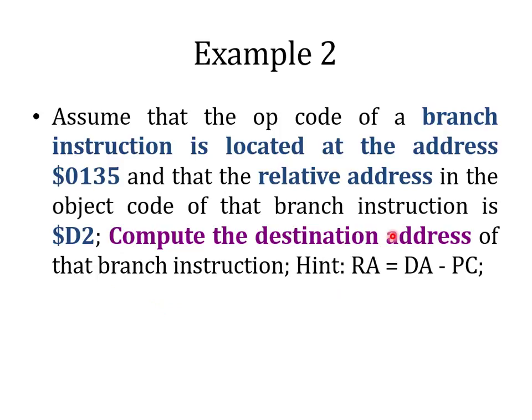So in this question, what am I given? Let's look at the question. A branch instruction is located at the address 0135. That means your source address is given. And the relative address of the object code is D2. That means the relative address is given as well. Now what I'm looking for is actually the destination address, that means DA. Do you see the difference in the question? The last one we were looking for the relative address, but now I'm looking for the destination address.